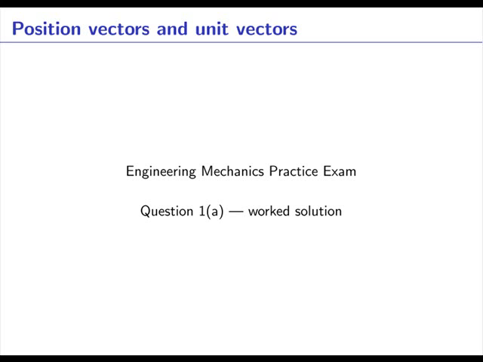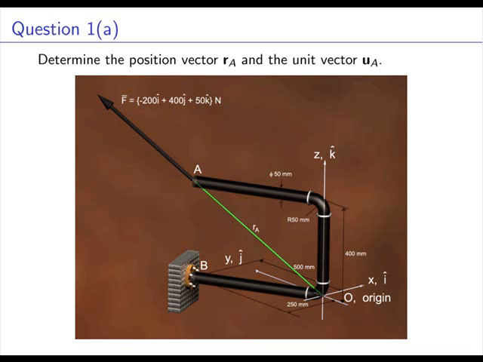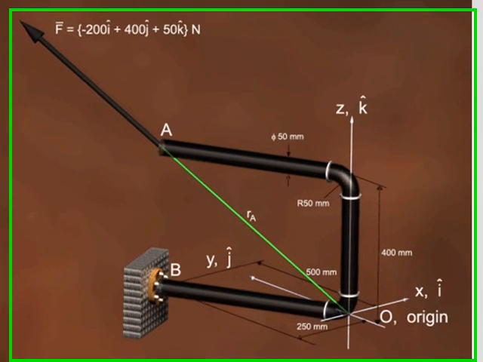This video shows a worked solution to a problem about position vectors and unit vectors in the context of a practice exam. Question 1 Part A asks us to determine two things. Firstly, the position vector RA, and then the unit vector UA in the direction of RA.